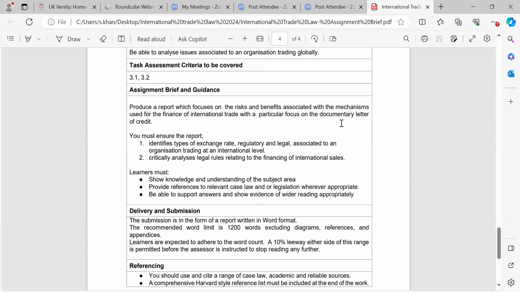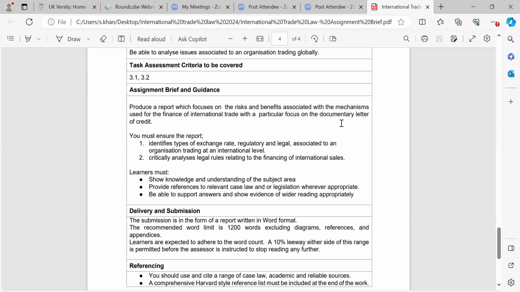benefits associated with the mechanisms used for the finance of international trade, with a particular focus on the documentary letter of credit. You must ensure the report, number 1, identifies types of exchange rate, regulatory and legal associated to an organization trading at an international level. You must, number 2, critically analyze legal rules relating to the financing of international sales.